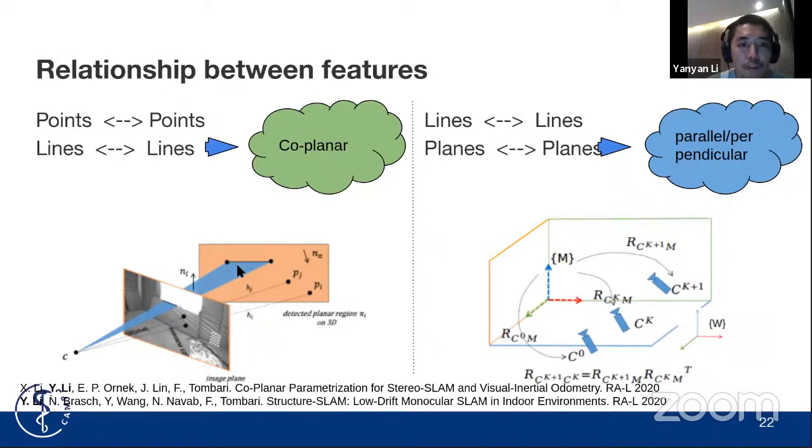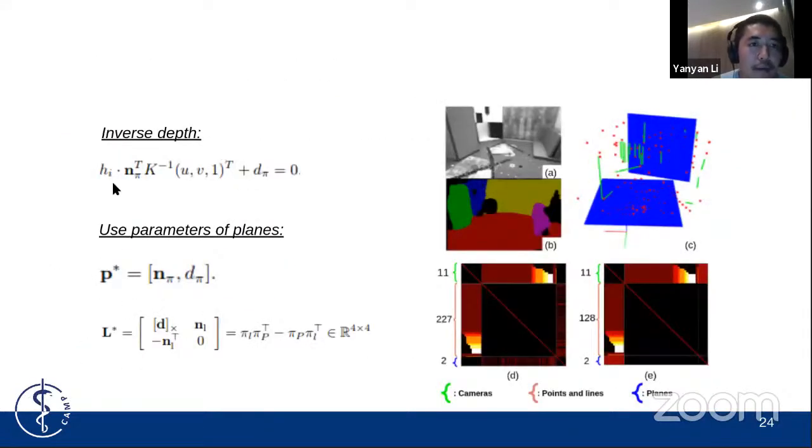We can build a similar parameterization for lines. It's very similar to this inverse depth. Based on this idea, as we discussed, the size can be decreased.